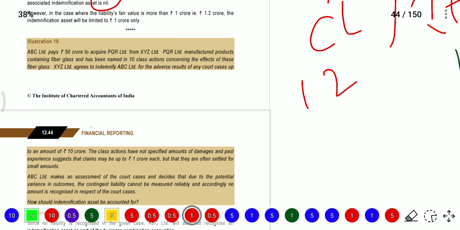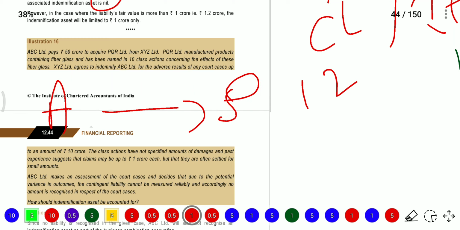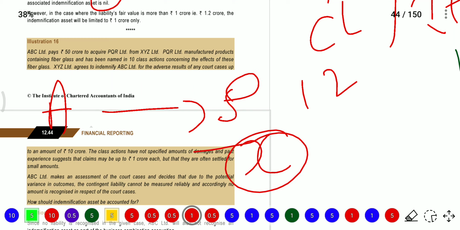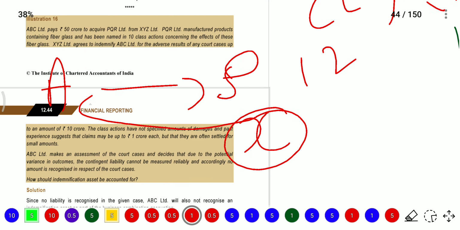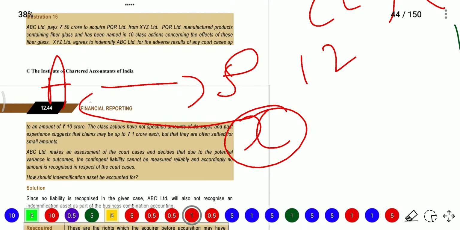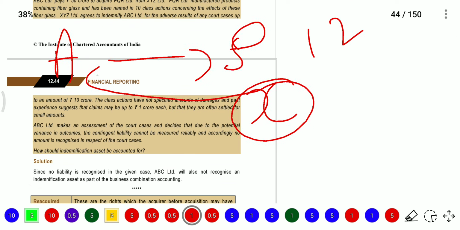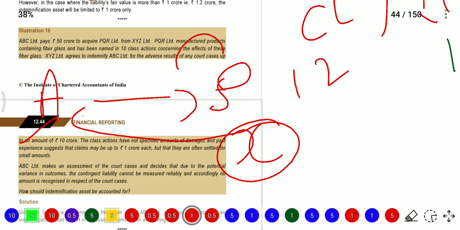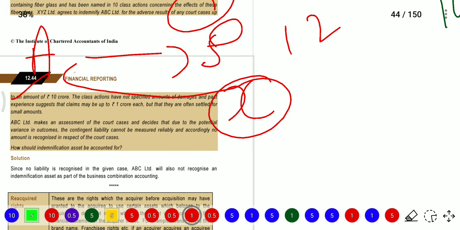In illustration number 16, ABC Limited pays 50 crores to acquire PQR Limited from XYZ. So A is paying 50 crores for PQR. They purchased it from XYZ company, which manufactures products containing fiber glass and has been named in 10 class actions concerning the effect of this fiber glass. XYZ Limited agreed to indemnify ABC Limited for the adverse results of any court cases up to an amount of 10 crores.